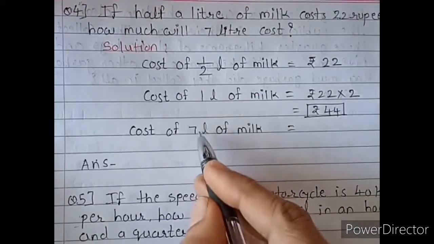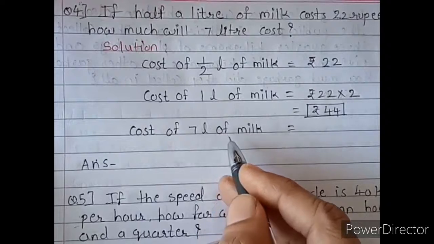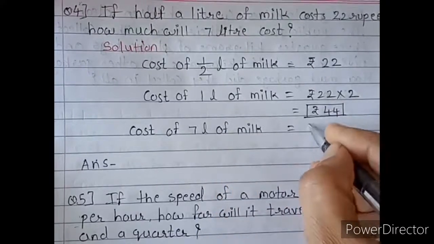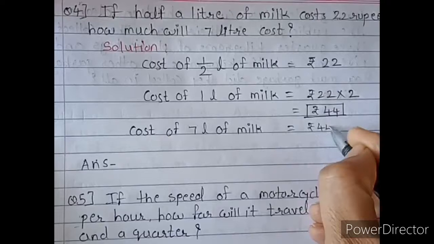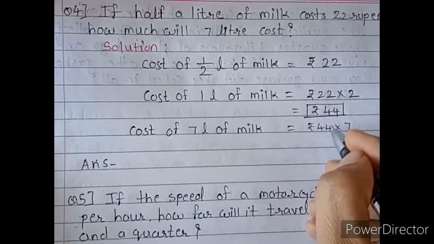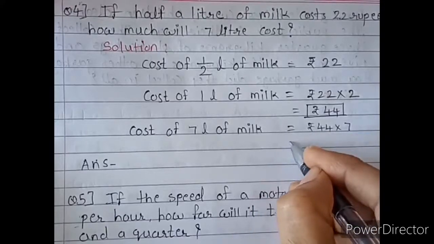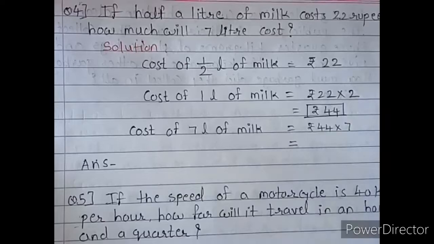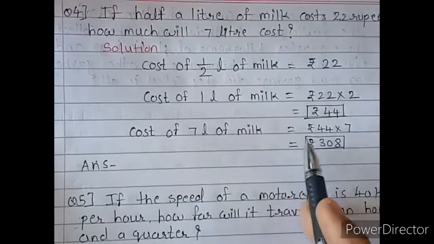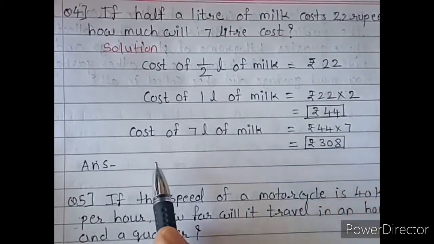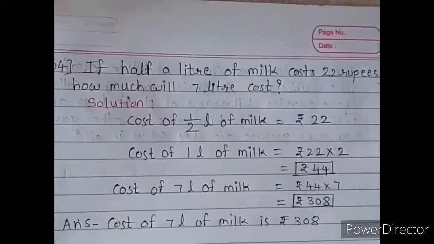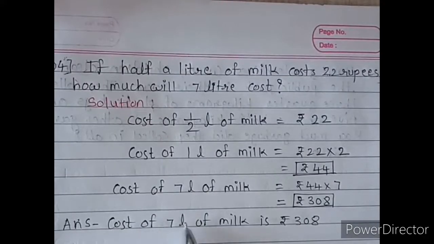To find the cost of 7 liters of milk, we have to multiply rupees 44 by 7 liters. So what is your answer? Rupees 308. Now write down the answer. The answer is: the cost of 7 liters of milk is rupees 308.